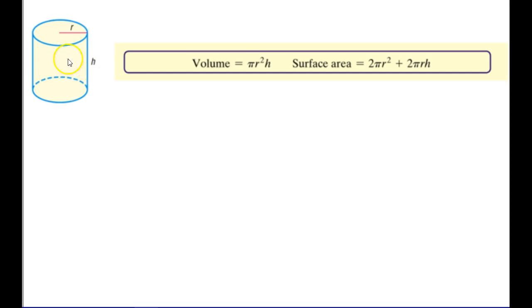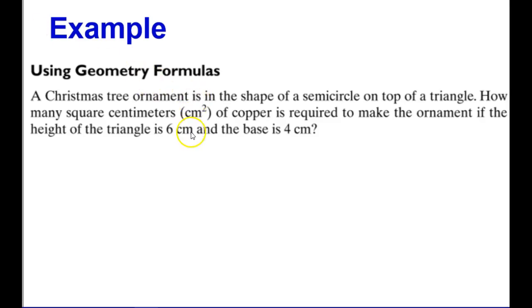Okay, so now I've got a cylinder, and again, here are my formulas. Here, you notice I said volume always deals with an exponent of 3, but when I multiply, I have an R and an R and an H, so that gives me 3 different dimensions. So that's what I'm looking at here. So now I'm going to go and use some of these.